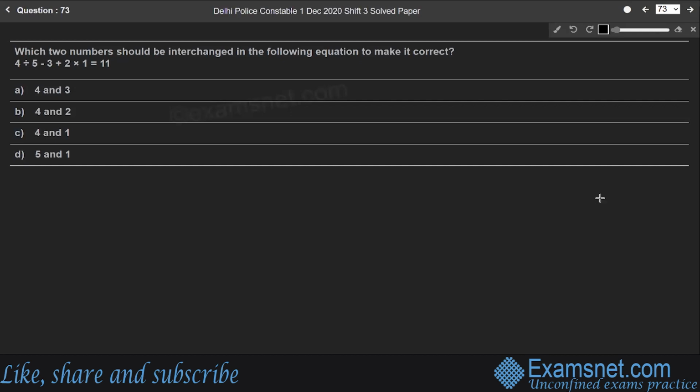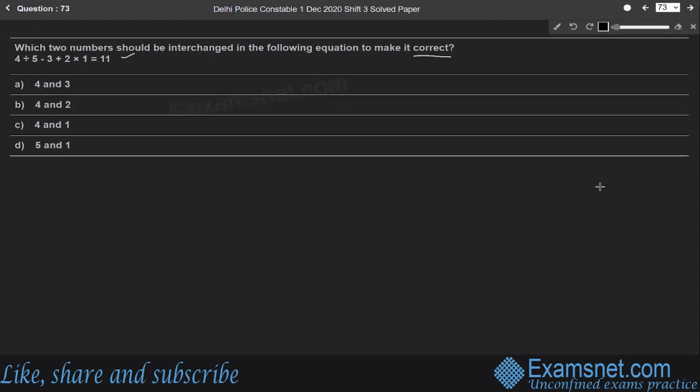Question 73. Which two numbers should be interchanged in the following equation to make it correct? The equation is 4 divided by 5 minus 3 plus 2 into 1 is equal to 11. Option A: if we interchange 4 and 3, the given equation becomes 3 divided by 5 minus 4 plus 2 into 1.